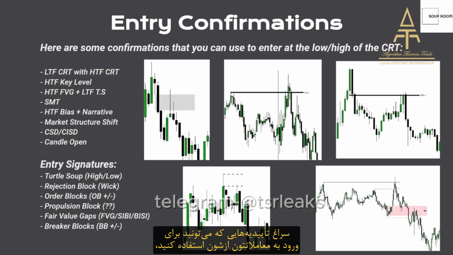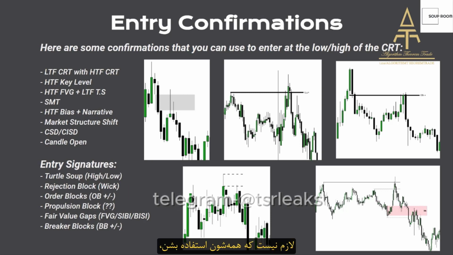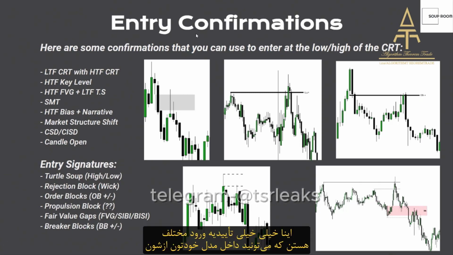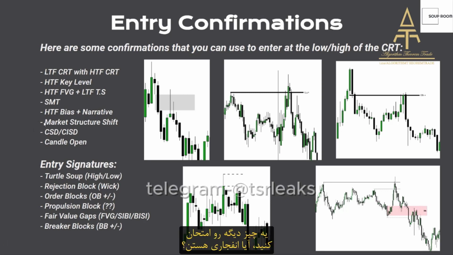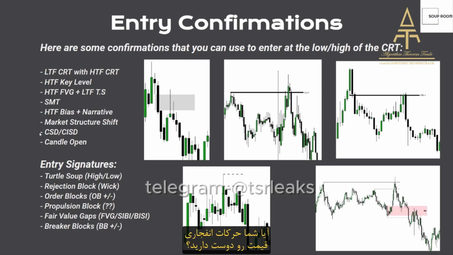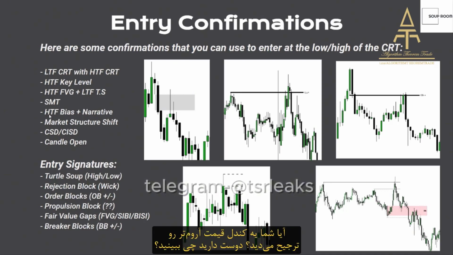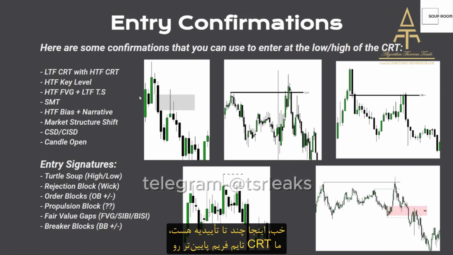That being said, let's dive into the confirmations that you can use to enter your trades. Not all of these need to be used. These are many, many different entry confirmations that you can use inside of your own model. Pick and choose. Whichever ones you pick, you need to backtest. See if you like them. If you don't like them, try another one. Are they explosive? Do you like explosive price movements? Would you rather a slower price candle? What do you want to see? Okay, so here are some confirmations.